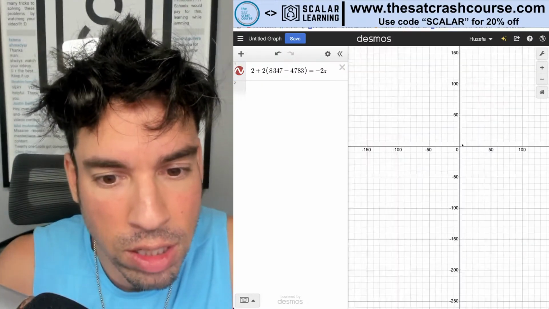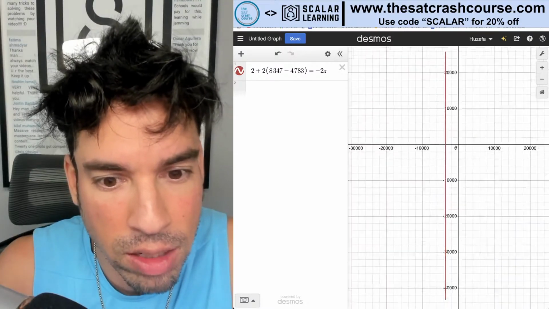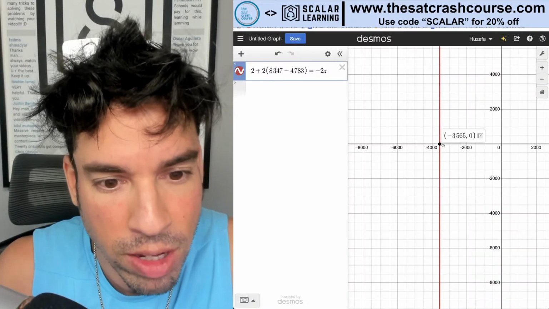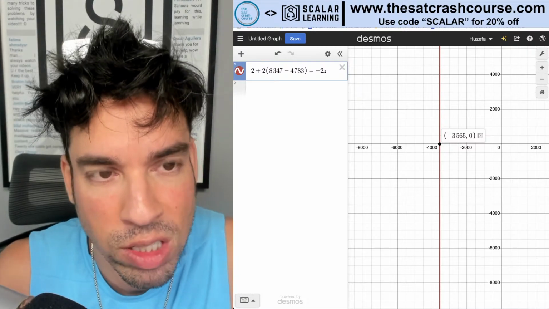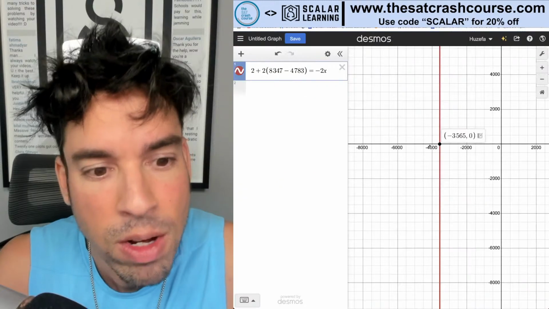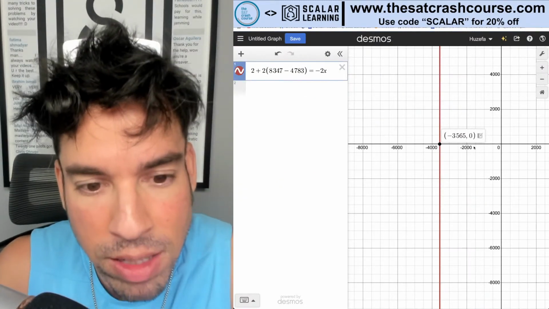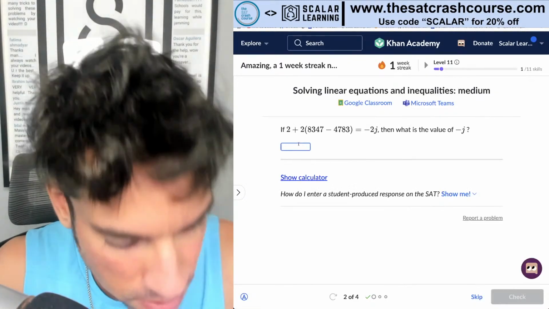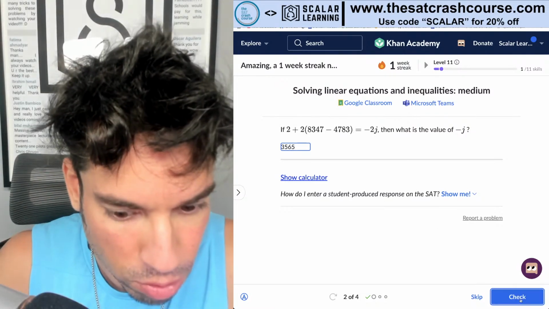Now, what you're going to see here, when we zoom out, is a line where the value of x is. So that's where my value of x is, right there, negative 3,565. But again, remember, we're not solving for x, we're solving for negative x. So we can just simply negate that, and it should be positive 3565. For the win, boom, done.